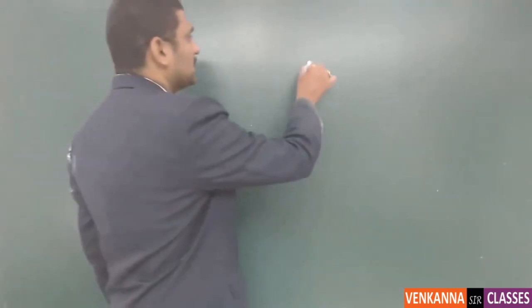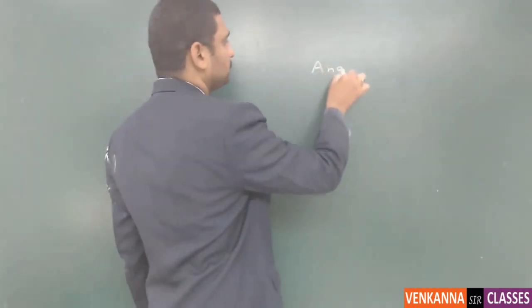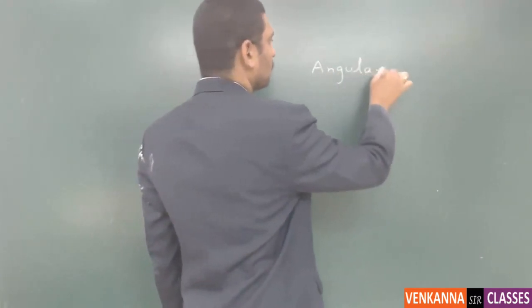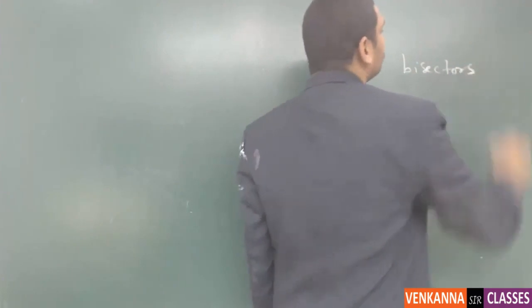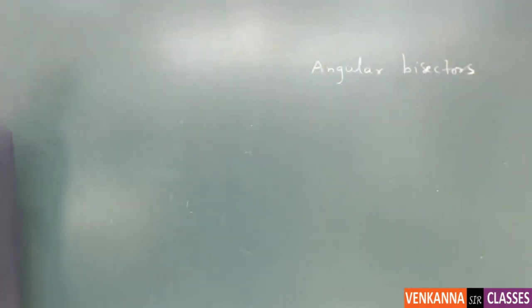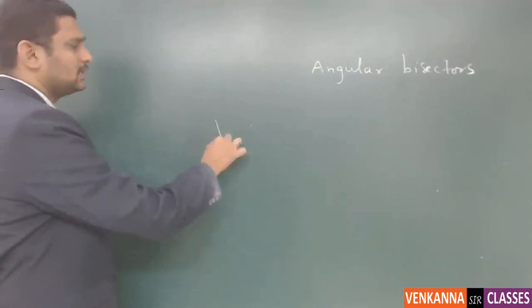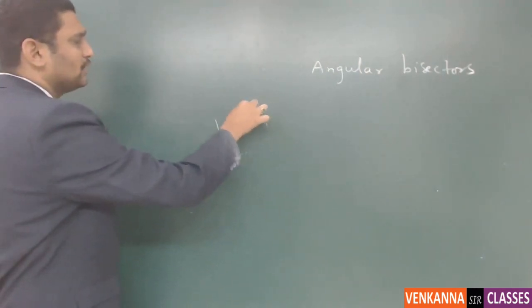So we discuss angular bisectors. Now, let us take that there are two planes which are intersecting.